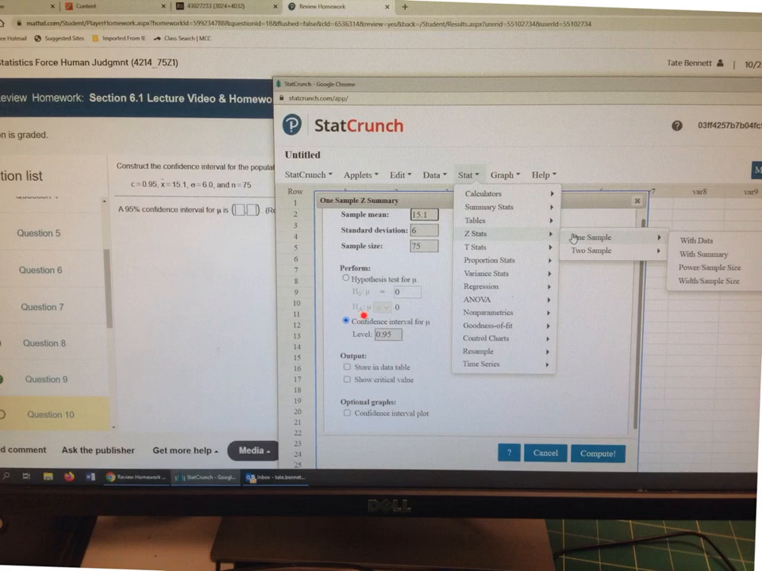And so I'm going to use StatCrunch. It works real nice. So if you go to Stat, we're going to use Z-stat since we know the population standard deviation. One sample, we're going to click With Summary, and this box pops up. So you put in the information: the sample mean, which is given, the standard deviation for the population, which is given, and the sample size. We want a 95% confidence interval.